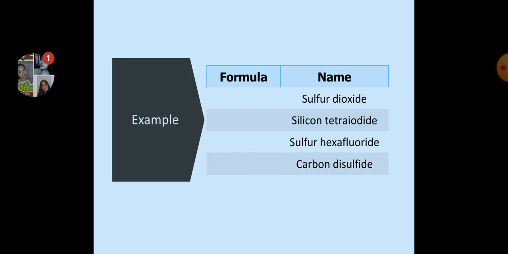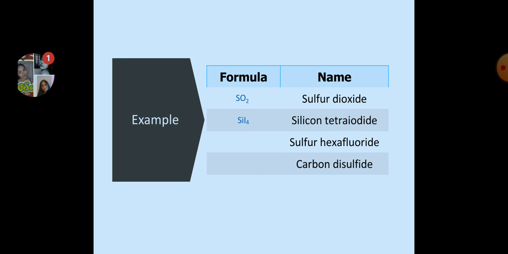Next. This time, we go the other way. Given the name, we give the chemical formula. Sulfur dioxide: sulfur is S, dioxide is oxygen, di is 2, so this is SO2. Next, we have silicon tetraiodide. Silicon is Si, iodide is iodine, that's I, and tetra is 4. So, this is Si with a small i, then capital I, 4.